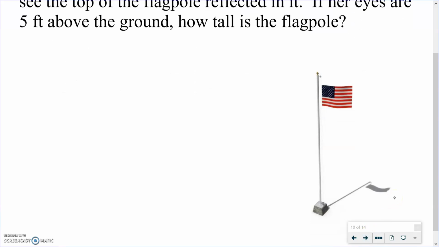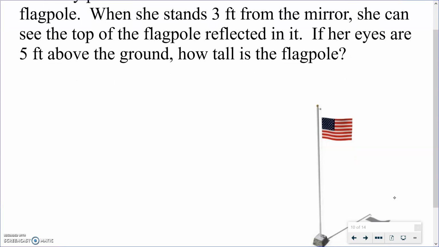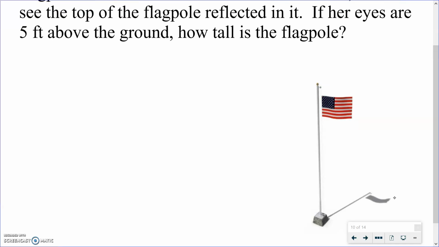Okay, these are probably familiar to you. It says Jenny places a mirror 24 feet from the base of a flagpole. When she stands 3 feet from the mirror, she can see the top of the flagpole reflected in it. If her eyes are 5 feet above the ground, how tall is the flagpole?